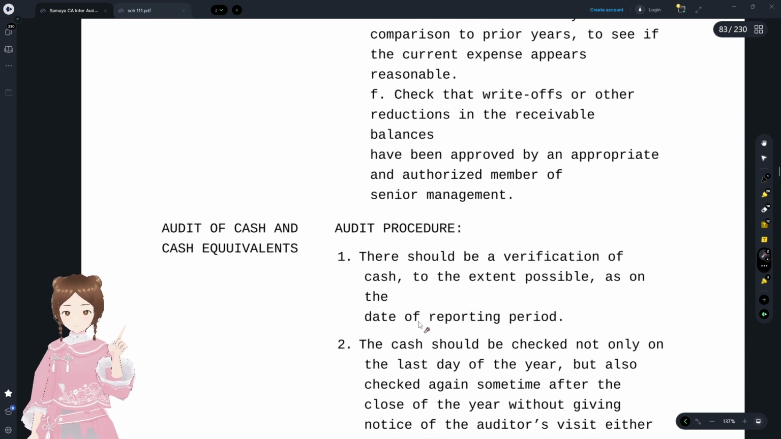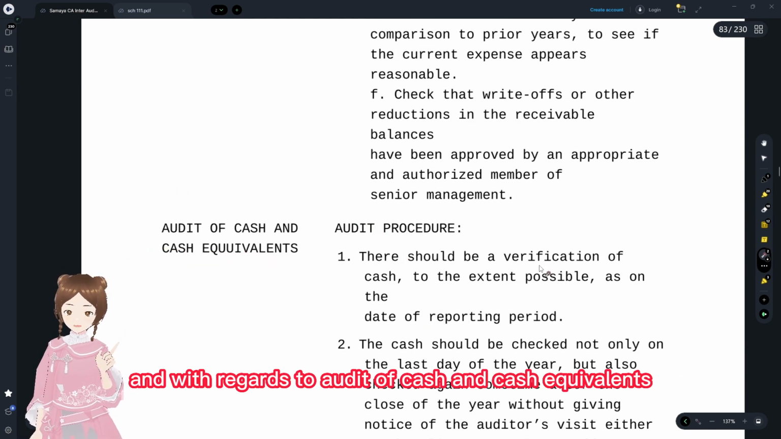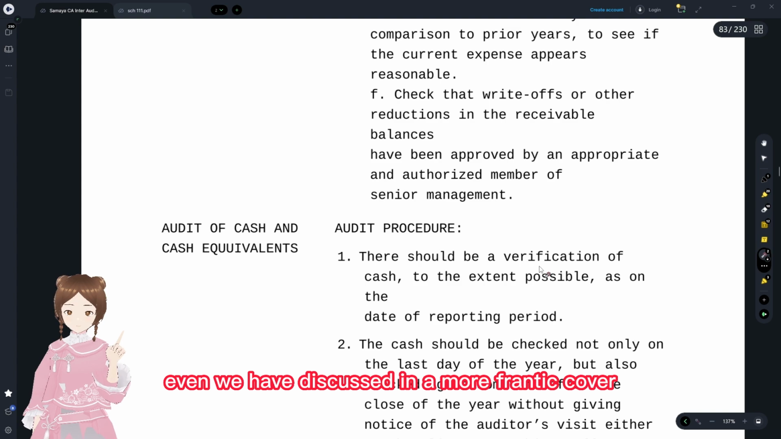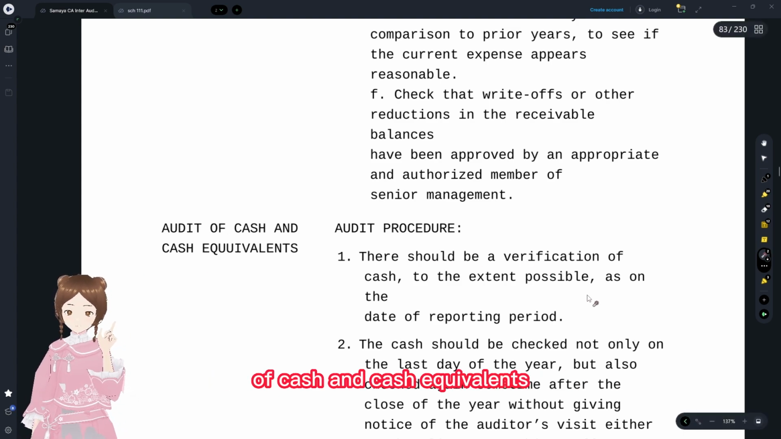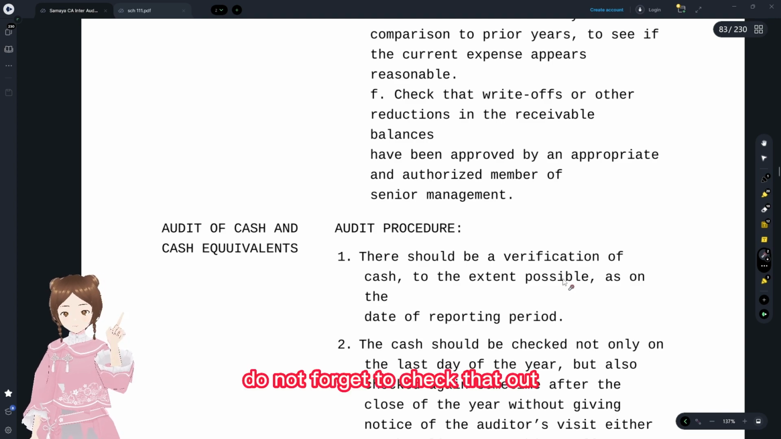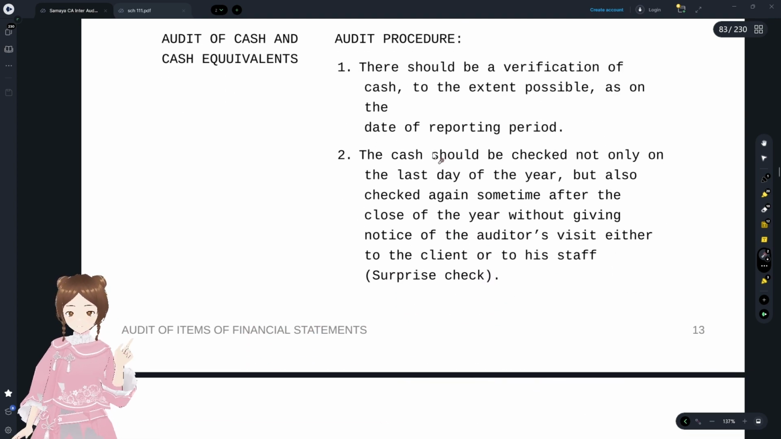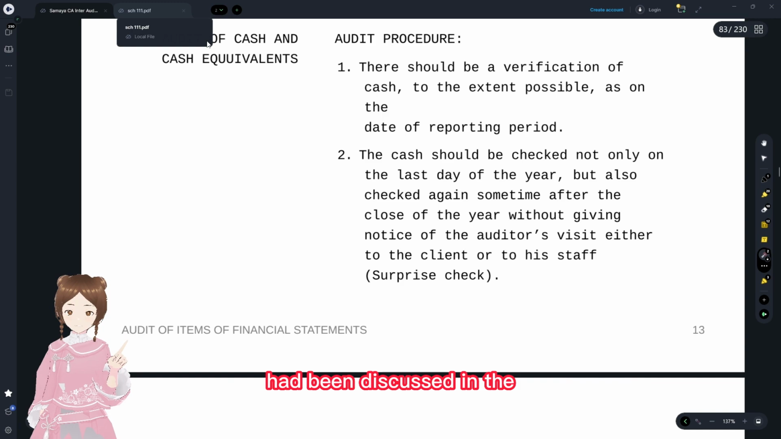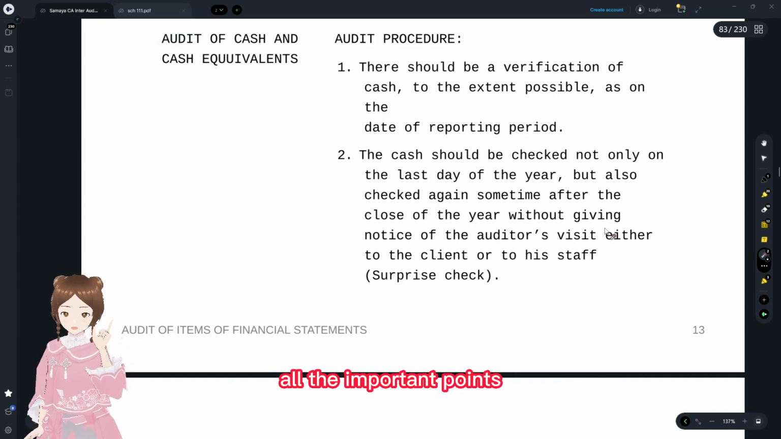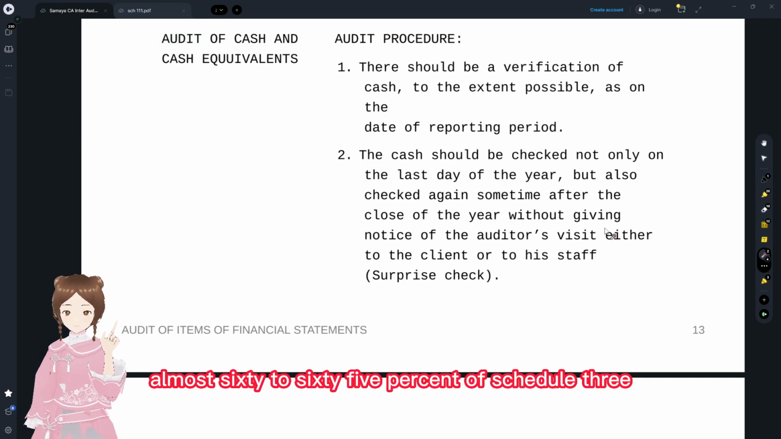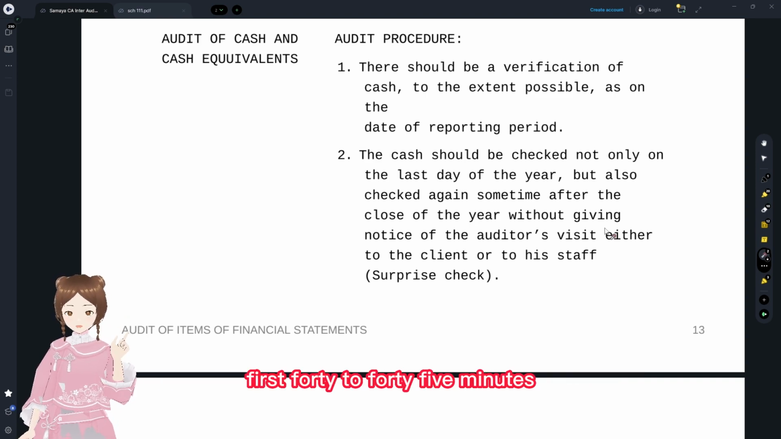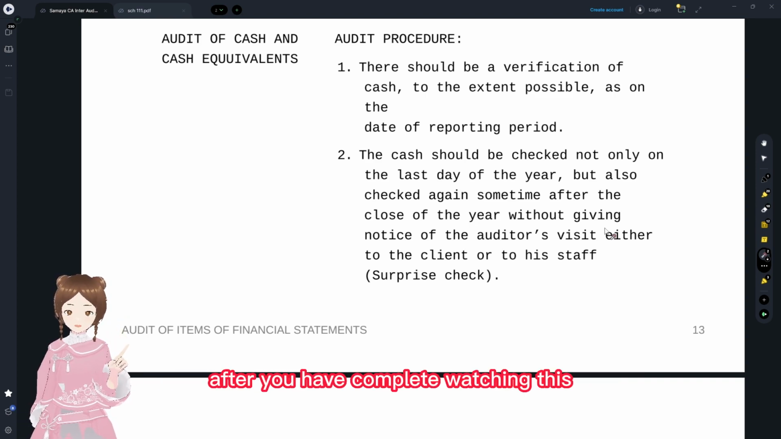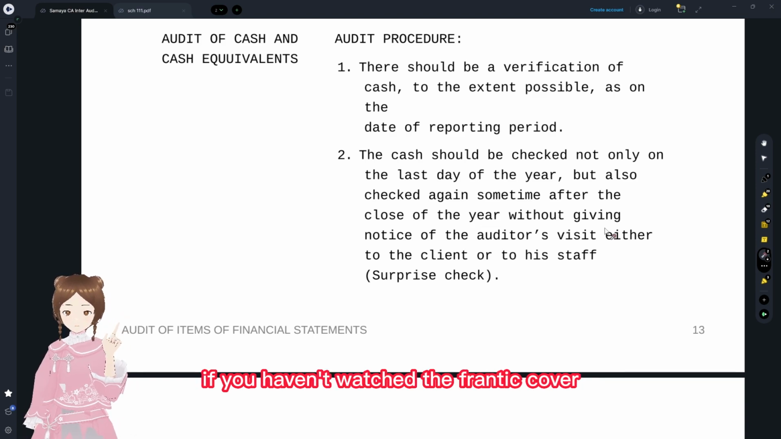And with regards to the audit of cash and cash equivalents, we have discussed in our Frantic Cover the disclosure requirements of cash and cash equivalents. Do not forget to check that out. Most of Schedule 3 and all the important points have been discussed there. Almost 60 to 65% of Schedule 3 was discussed in the first 40 to 45 minutes of Frantic Cover. Do check that out after you have completed watching this, if you haven't watched Frantic Cover.